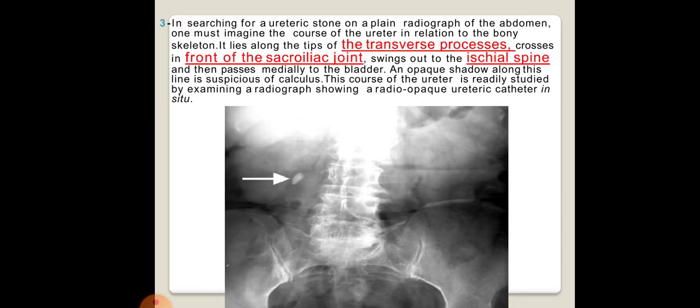Next, in searching for a ureteric stone on a plain radiograph of the abdomen, one must imagine the course of the ureter in relation to the bony skeleton. In the X-ray, it lies in front of the tips of the transverse processes. It crosses in front of the sacroiliac joint. It swings out to the ischial spine and then passes medially to the urinary bladder. An oblique shadow along this line is suspicious of a calculus. So this calculus can be identified in the X-ray with the help of these landmarks. This course of the ureter is readily studied by examining the radiograph during a radio-opaque ureteric catheter in situ.